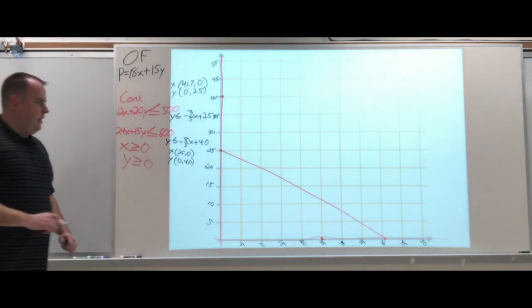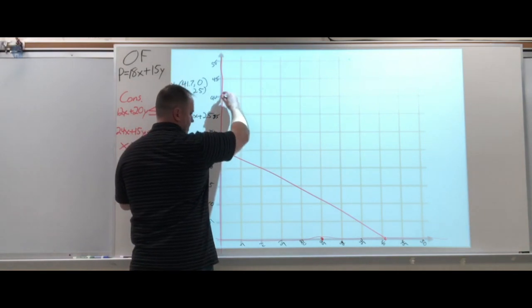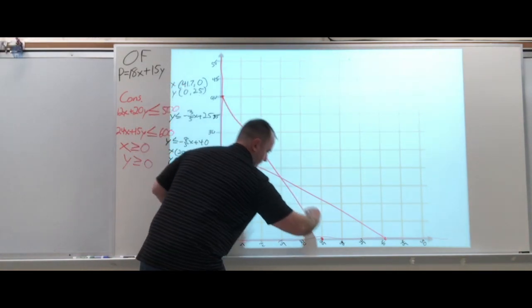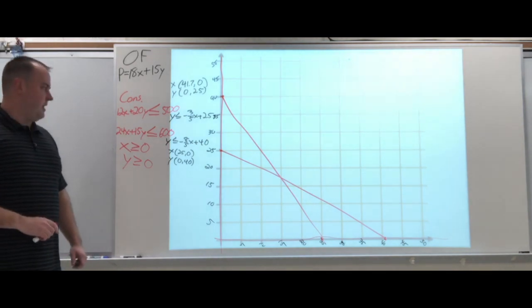Here we have x-intercept of 25, y-intercept of 40. We're going to go down here. It should be right about there. Like I said, hopefully yours with protractors look a little nicer.